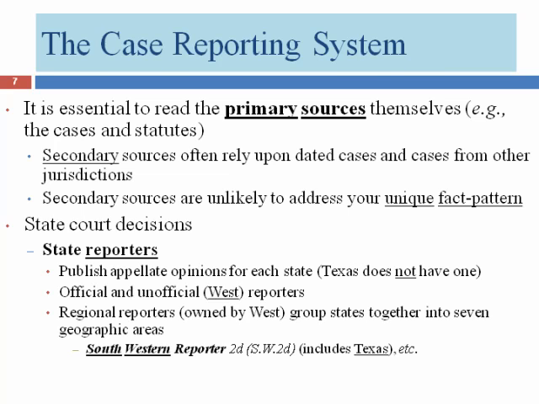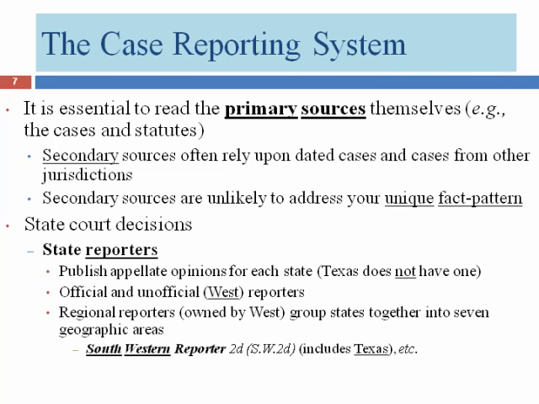Let me just talk for a second about what is actually in the reporter, what opinions are published. In Texas, you'll find opinions from the appellate courts. In Texas, we have 14 appellate courts. Here in the Dallas area, we're in the 5th Court of Appeals, but there are a total of 14. And then we also have two highest courts, the Texas Supreme Court and the Texas Court of Criminal Appeals. So we have a total of 16 courts that can be published in the state reporters.